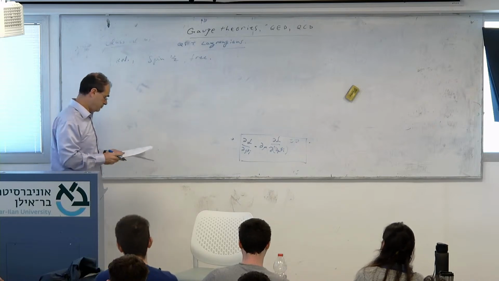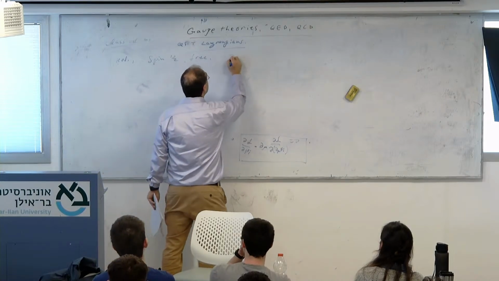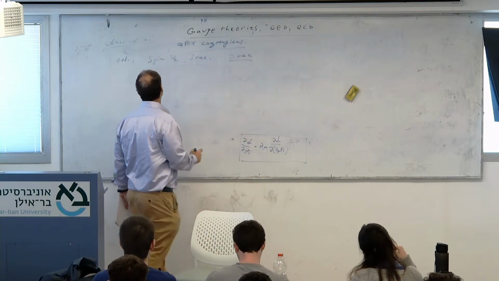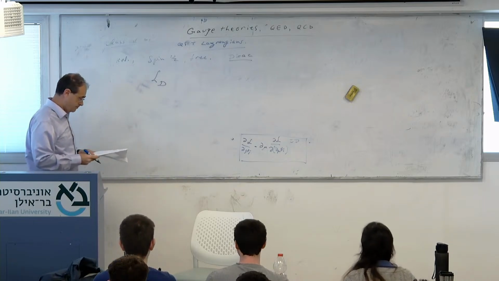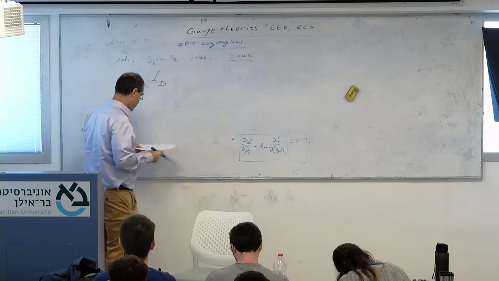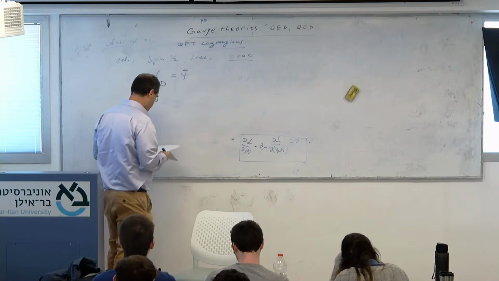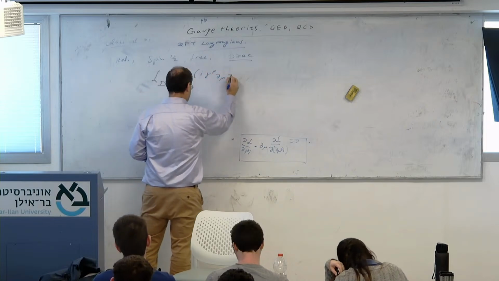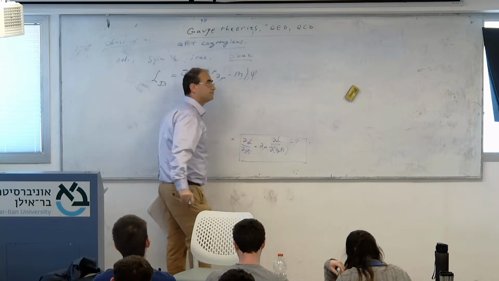Spin half. Obviously we have Dirac. Anybody want to guess how the Dirac Lagrangian would look like? Dirac. Just write it down. It's psi bar i gamma mu d mu minus m psi.